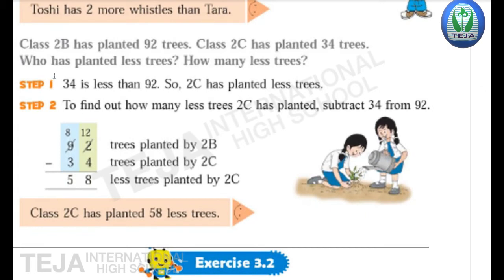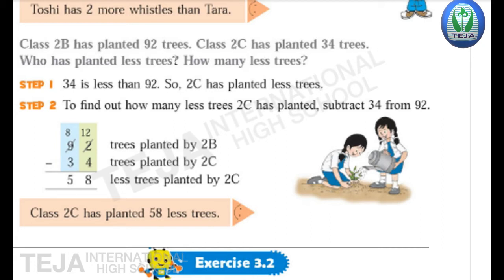Okay. Next here, class 2B has planted 92 trees. Class 2C has planted 34 trees. Who has planted fewer trees? How many fewer trees? Now here, class 2B, that is second class section B, has planted 92 trees, whereas second class section C has planted 34 trees.